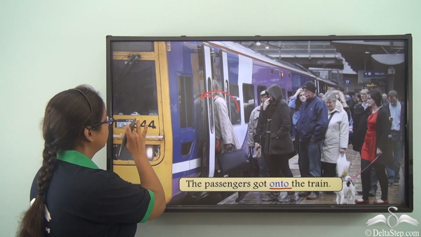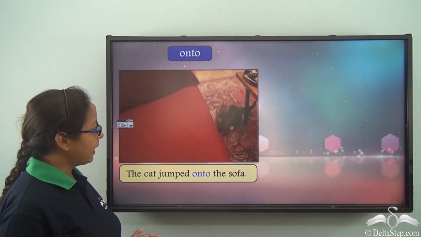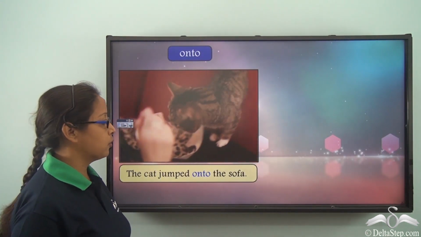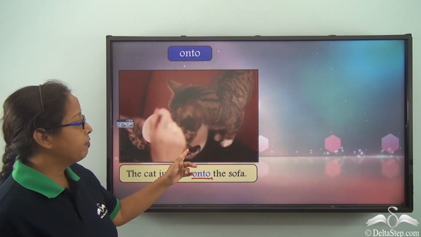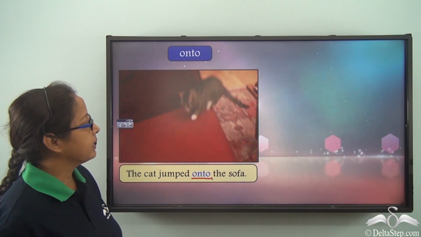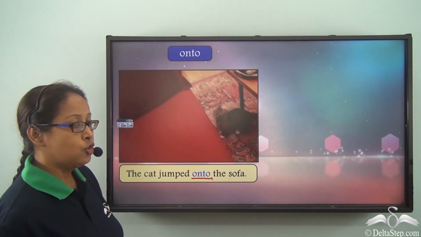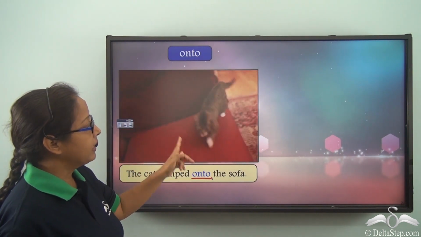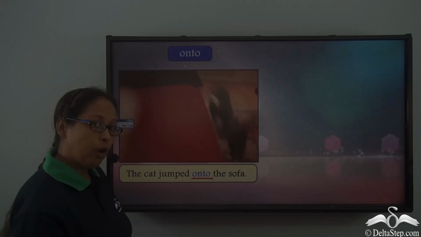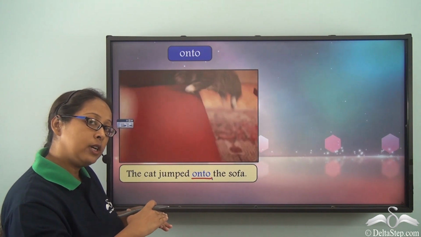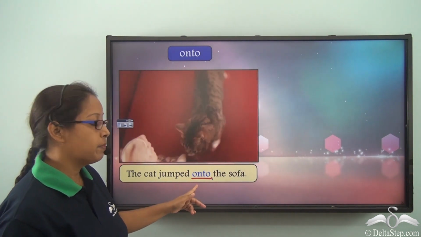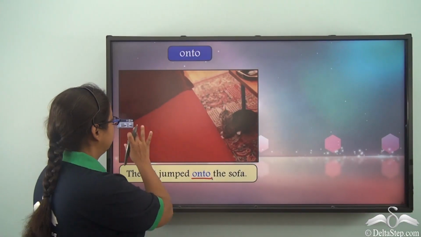The cat jumped onto the sofa. So the preposition here is onto. And if we look at this picture, we can see that the cat is jumping and there's a movement involved. It was on the floor, and from the floor it is jumping onto the surface of the sofa. Therefore, we have used the preposition onto. Now let's check another example.